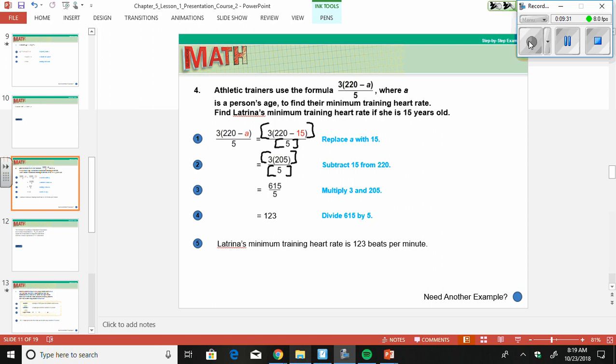So we do 3 times 205, and we get 615. Then we divide 615 by 5, and we get 123. So Latrina's minimum training heart rate is 123 beats per minute.